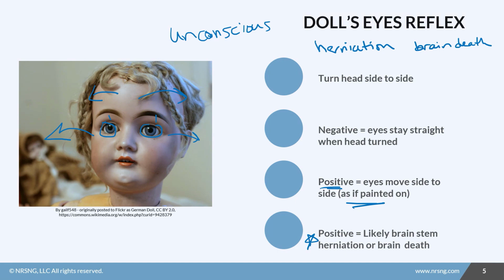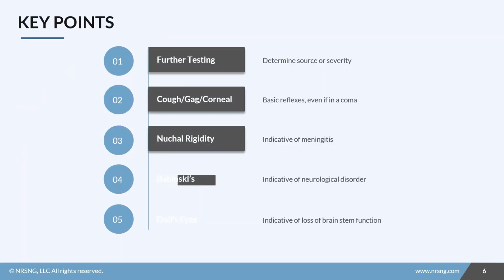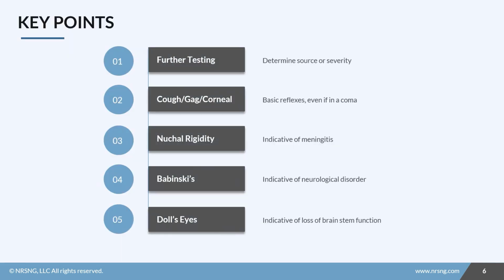Now, this is kind of a hard one to describe, but the first time you see this, you will understand it. So just remember, these adjunct tests are there for us to help determine the source of the problem or the severity of an issue, and we add them to our routine assessments to get more details. We check basic brainstem reflexes like cough, gag, corneal. Patients who are in a coma who still have brain activity will still have these reflexes.